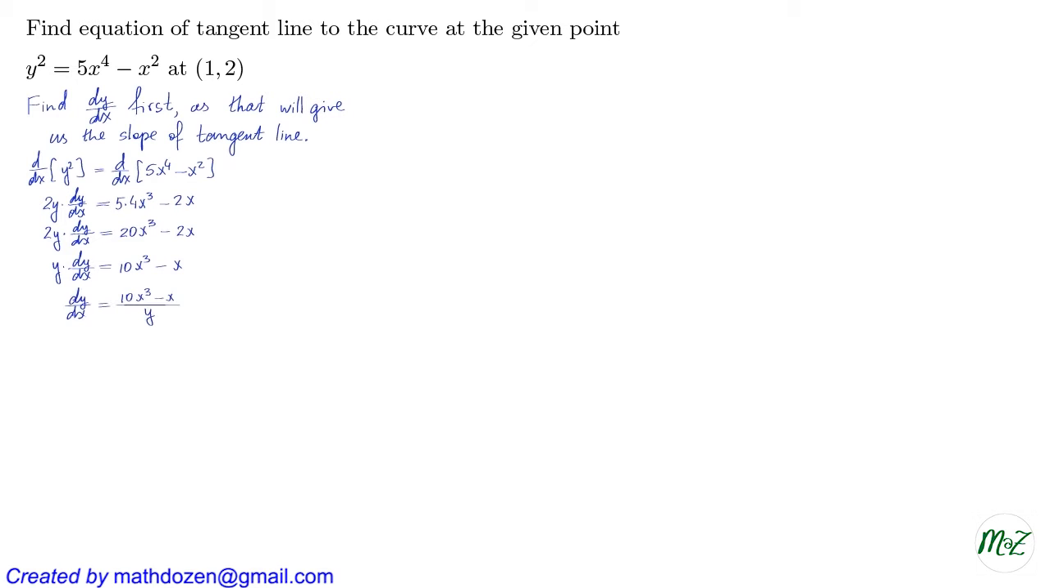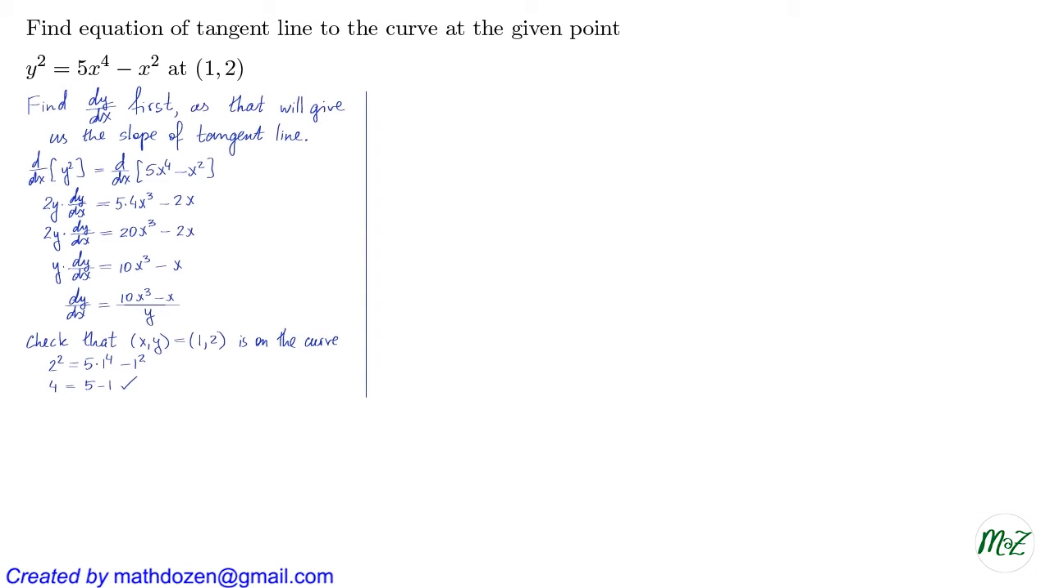Then divide both sides by y, and we have the formula for the derivative. So dy over dx is equal to 10x cubed minus x divided by y. So now we can check that the point 1, 2 is on the curve. So plug in y equals 2, x equals 1. We're looking at 4 being equal to 5 minus 1, which is the correct statement.